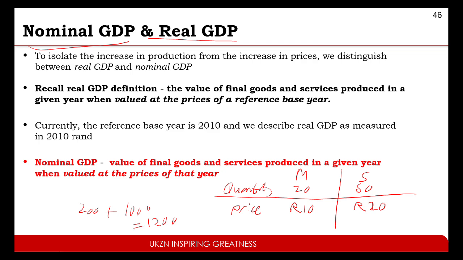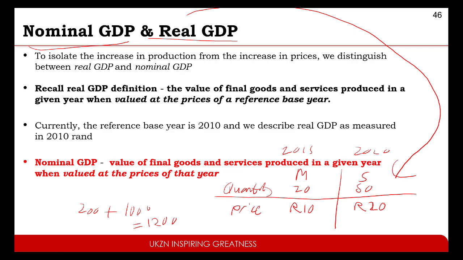But that's not realistic. Why? These are two different years. I forgot to tell you, this is like 2015, this is 2020. And in these two years, we had inflation, so the price went up. So we can't technically use this price. So real GDP will say, hold on, why not use this year's price?